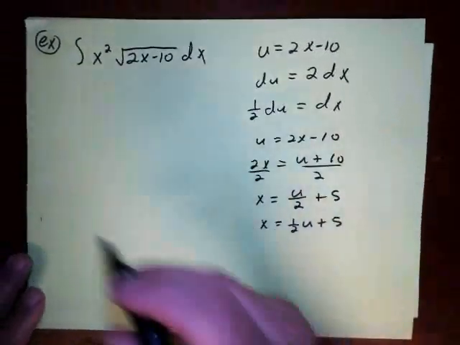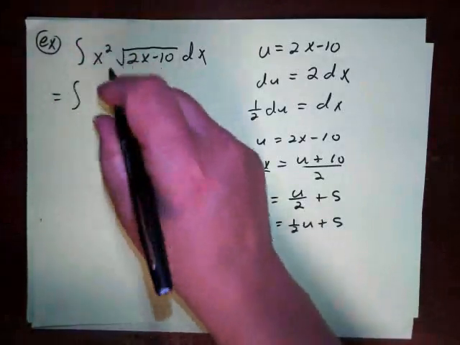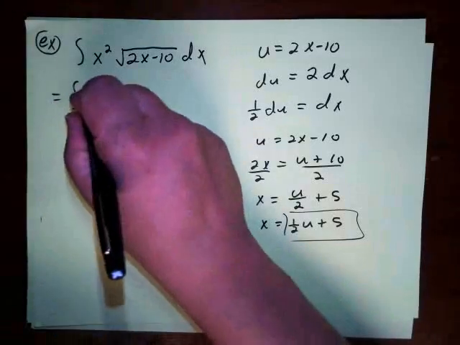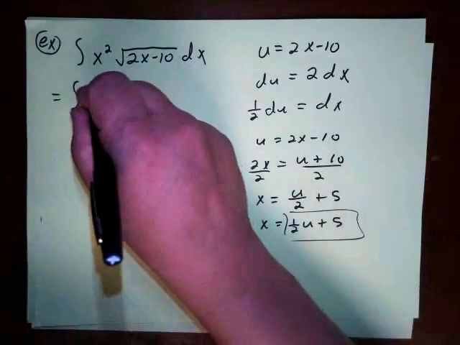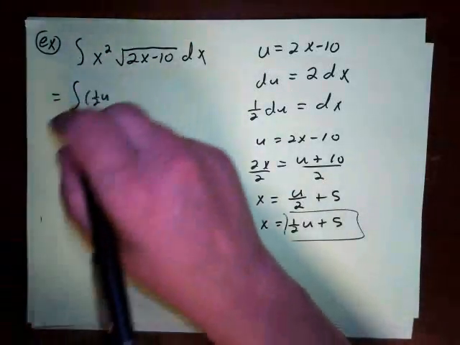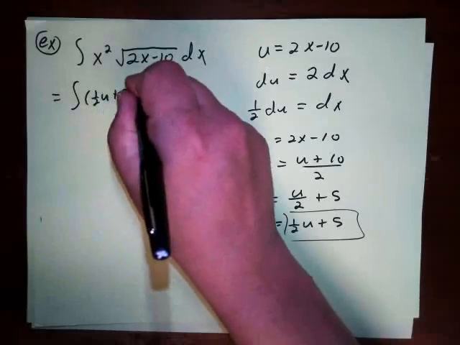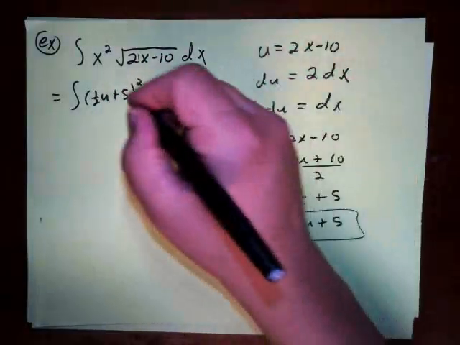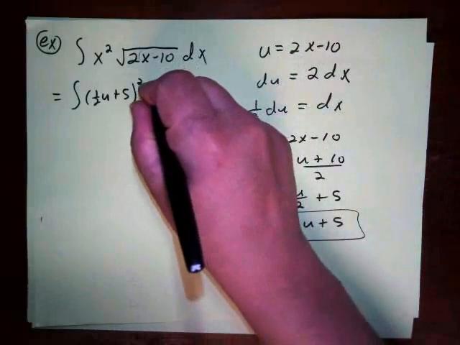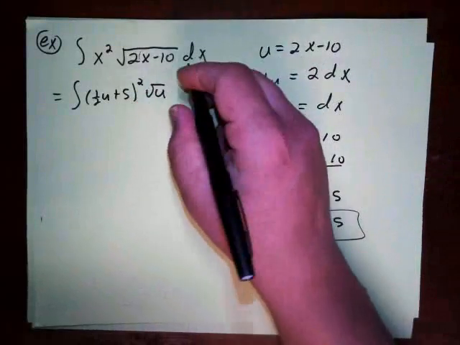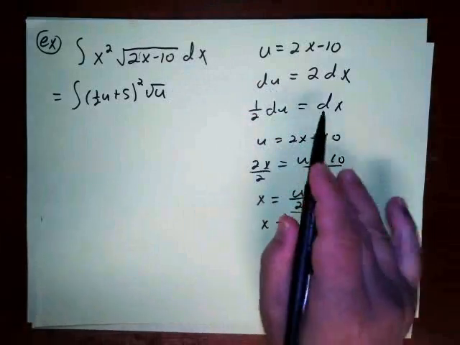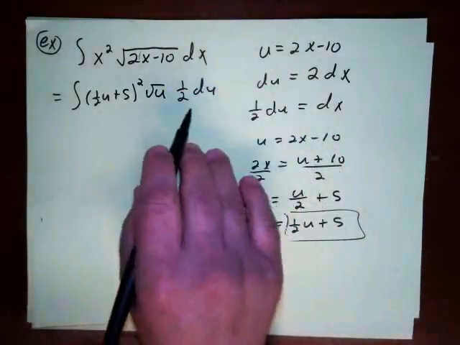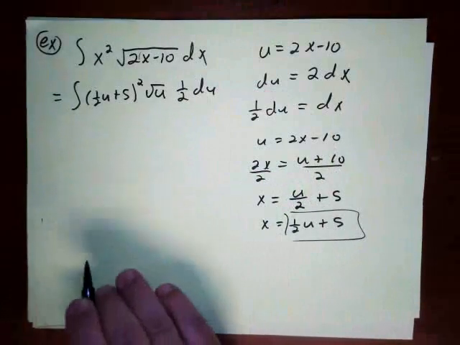Okay, so now here are my substitutions. In for x, I'm going to put this, but I'm going to be squaring that. So 1/2 u plus 5 squared. And then in for this, I'm going to put u, so this is square root of u. And then in for dx, I'm going to put 1/2 du. So now I have this whole integral with respect to u.